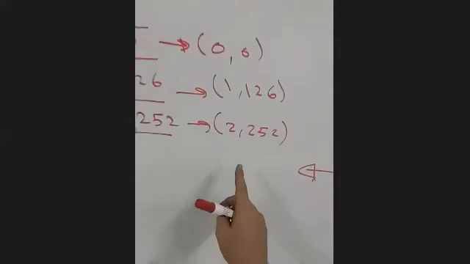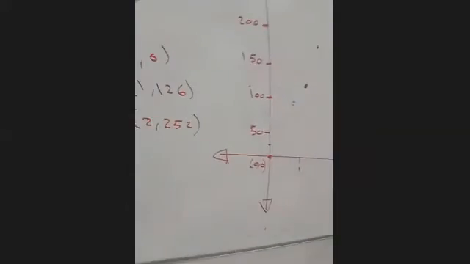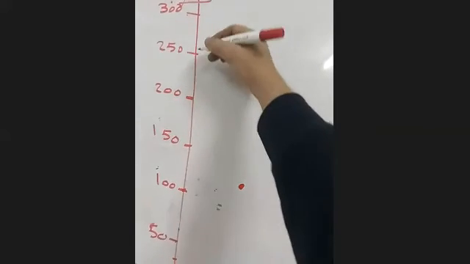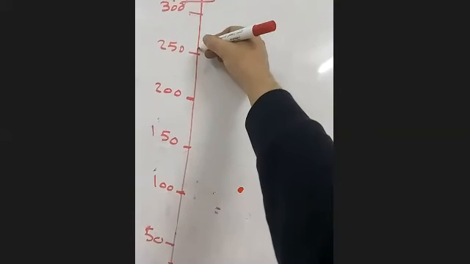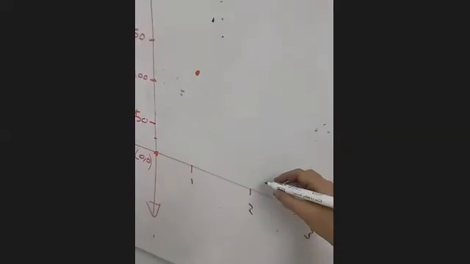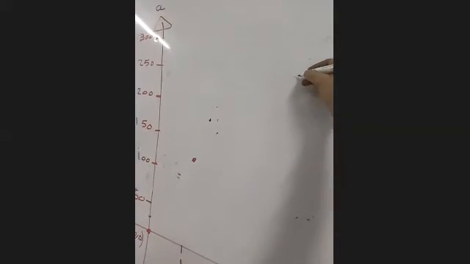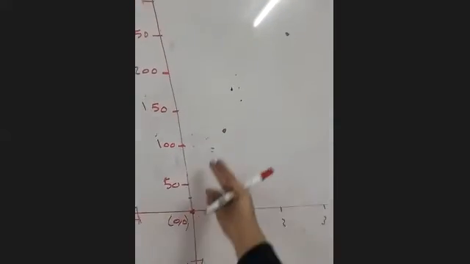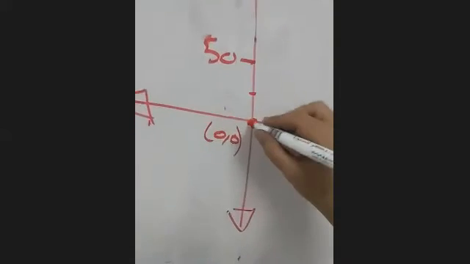But the third ordered pair is 2 and 252, right? This is the 2 here, and this is 250. So it can be here, the 200, over it a few millimeters. So at 2, I will go up like this until I have the 252. Got it? Now I have 3 points, right? This one, and this one. What I will do, I will make a line between them like this.